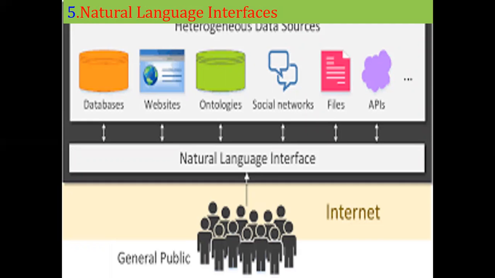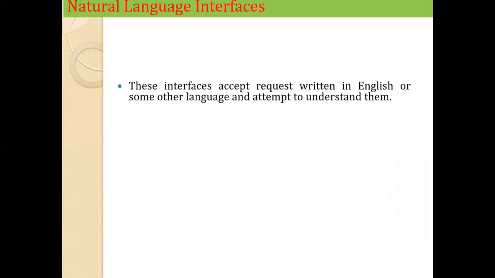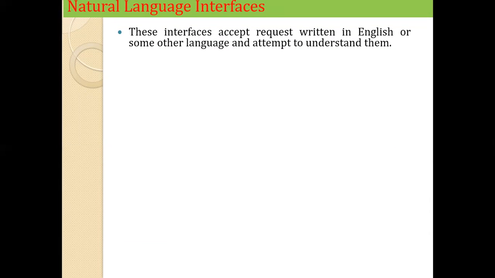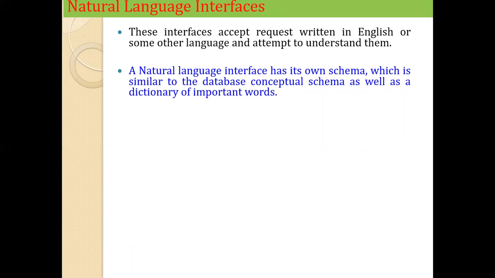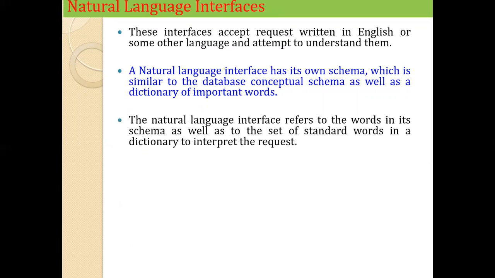The next type of interface is the natural language interface. We can see the diagram here. This type of interface accepts requests in written form, which will be written in English or any other language, and it will attempt to understand that. A natural language interface has its own schema, which is similar to a database conceptual schema. Again, it also refers to the words in its schema.